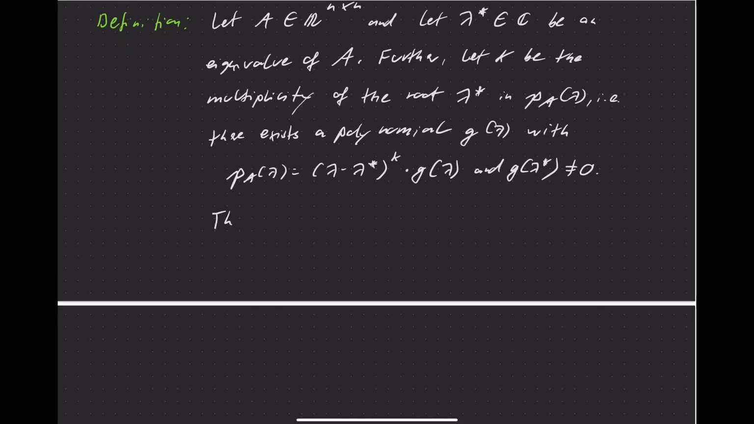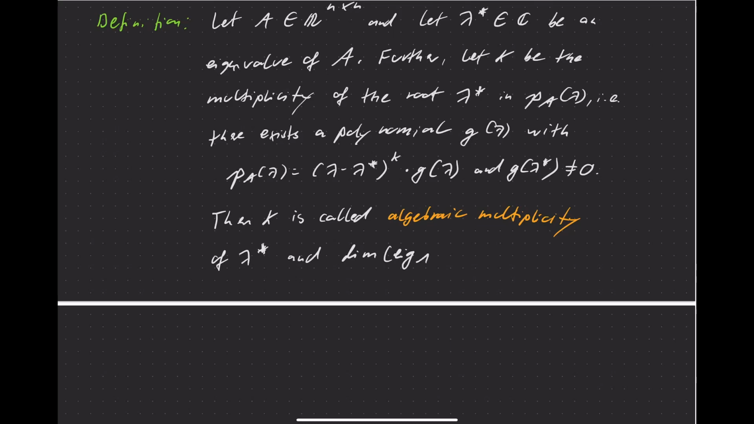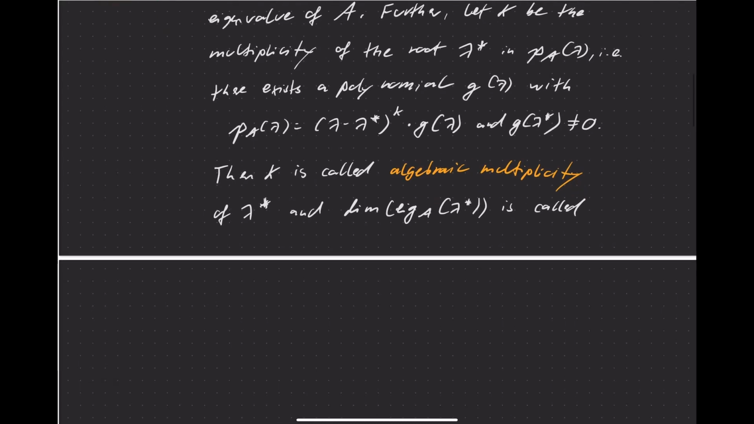Then k is called the algebraic multiplicity of lambda star, and the dimension of the eigenspace associated with lambda star is called the geometric multiplicity.